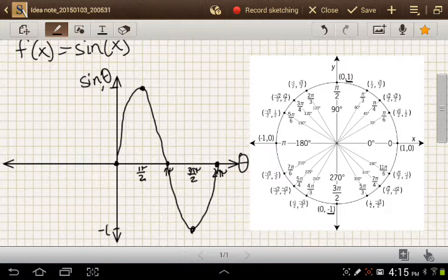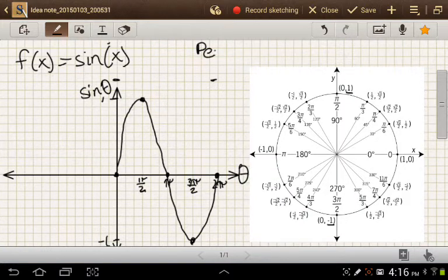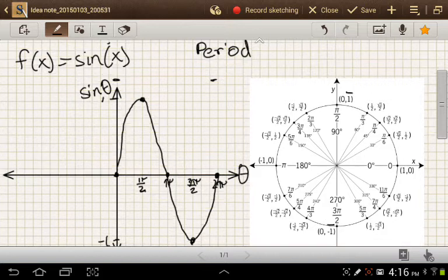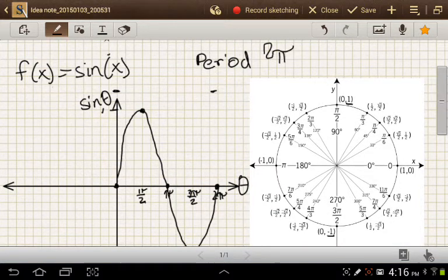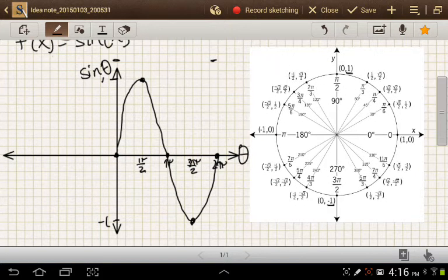And what we've graphed just now is a period of the sine function. The reason I call this a period is because the sine function repeats itself. So this section right here from 0 degrees to 2 pi degrees will just keep repeating itself throughout the function. And that's why the sine function is called a periodic function. And the period of the sine function is 2 pi.